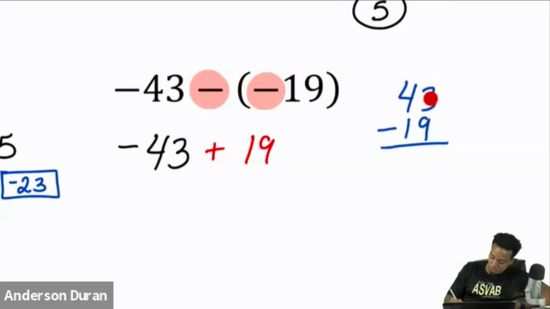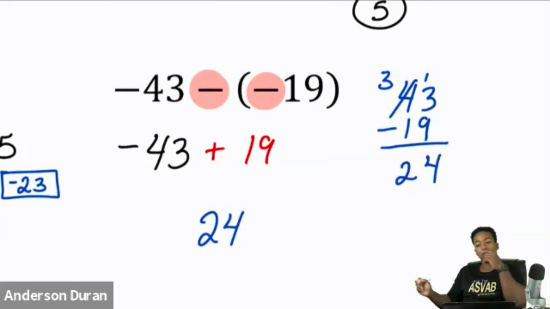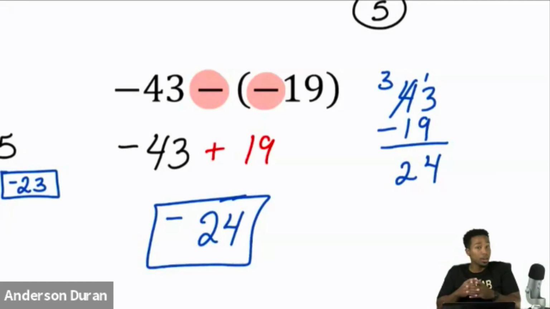And so 3 and 9 can't really do that. So you got to borrow 1. 13 minus 9, that's going to end up giving us a 4. And then 3 minus 1 gives us a 2. And so we're going to have 24, but is it going to be a positive or a negative 24? It's going to be a negative. Adam, go ahead and ask. Yep, it's going to be a negative. And so that's how we can take care of that one.